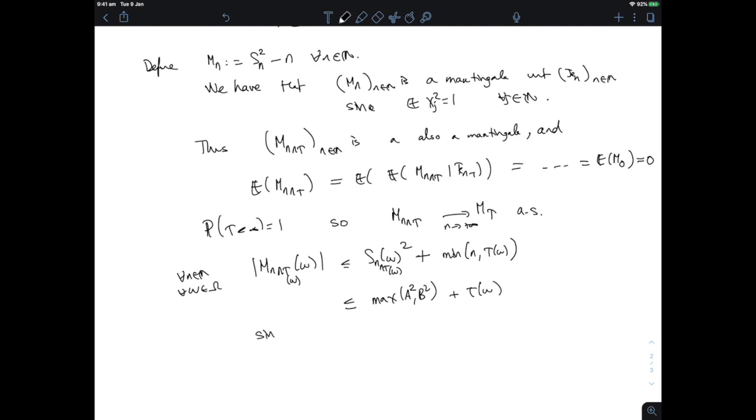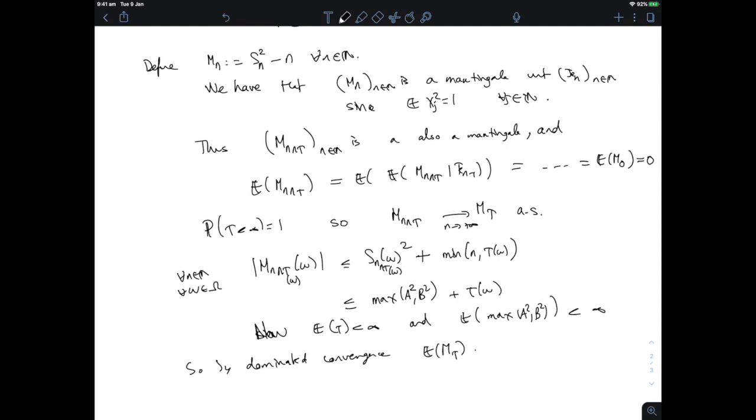But tau is in N1. That's part of the exercise that I've left for you. And this constant random variable is also in N1 because constants are in N1. So by dominated convergence, I get that the expectation of M of tau has to be the limit of the expectation of M of n minimum tau, but we've seen that all of those are 0. So the expectation of M of tau has to be 0.